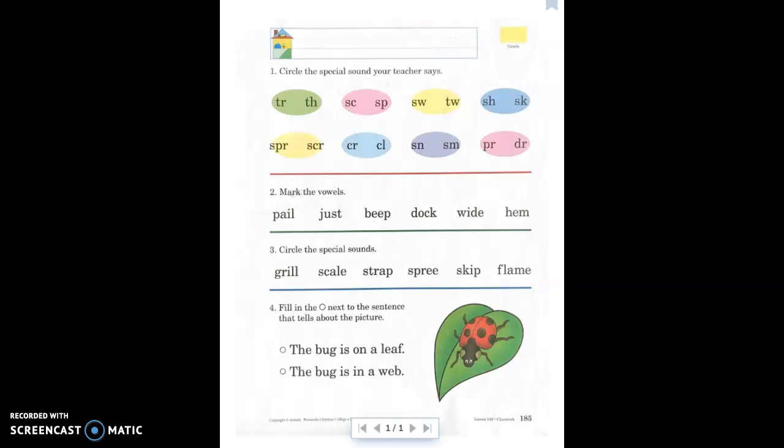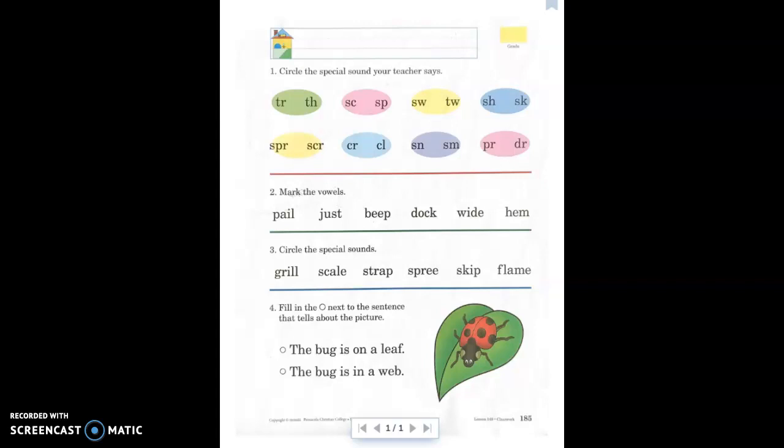Today is Friday, April 24th. We are going to do a written assessment. So what you need to do is pull out your copy that you made at home of page 185. You will also need a pencil.